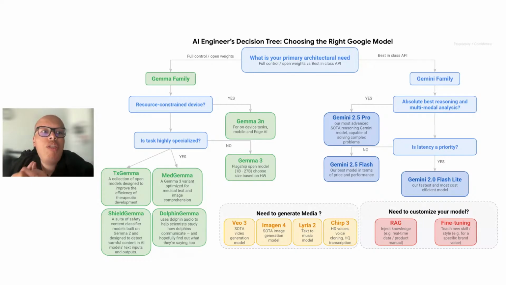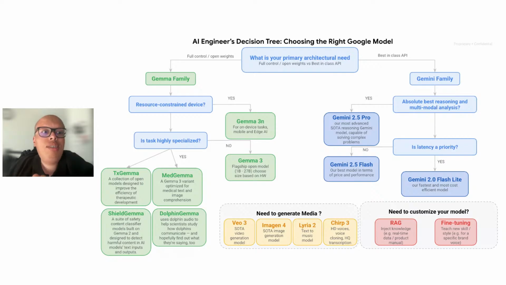For those who are not familiar, the Gemma family is a family of open weight models that you can use to build your agentic AI solution for your startup. These models are open weight, so they can be used as is or fine-tuned, etc.